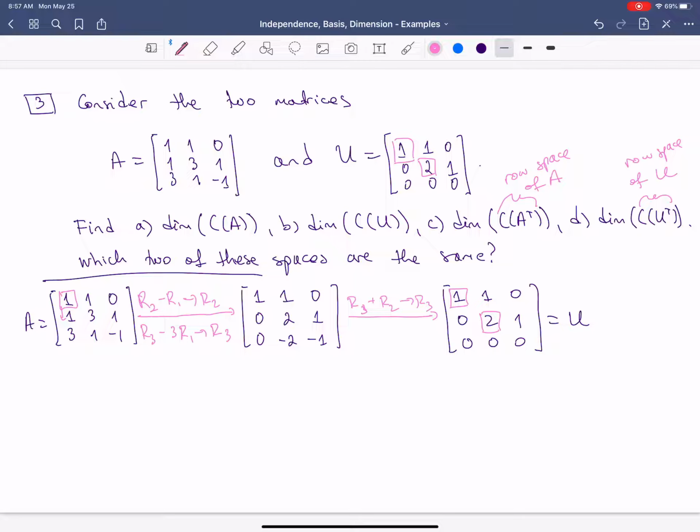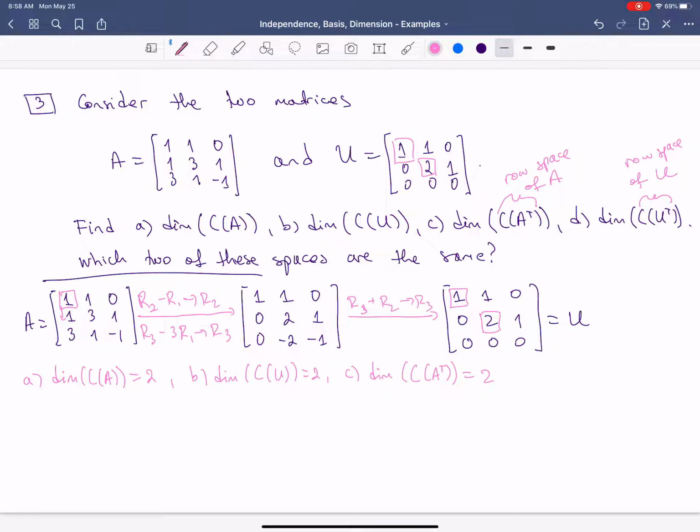So the answers to these questions: under A, the dimension of the column space of A is 2. For B, the dimension of the column space of U is also 2. For C, the dimension of the row space, now remember, this asks how many linearly independent rows there are in A, and the answer is again 2. So the rank gives you the same information.